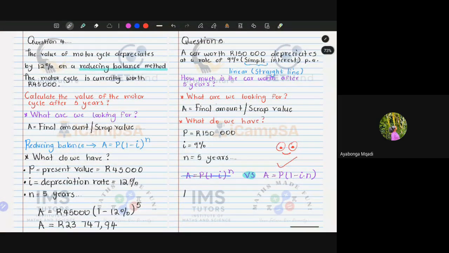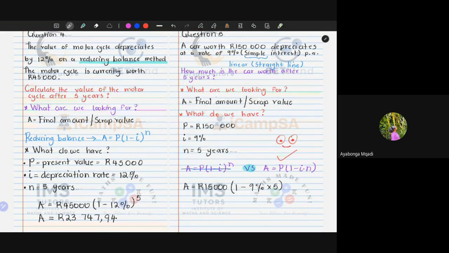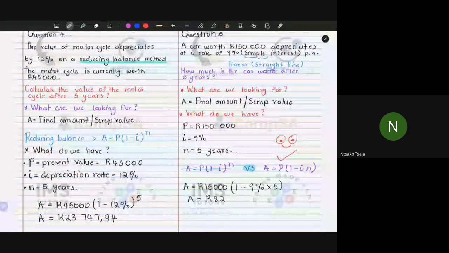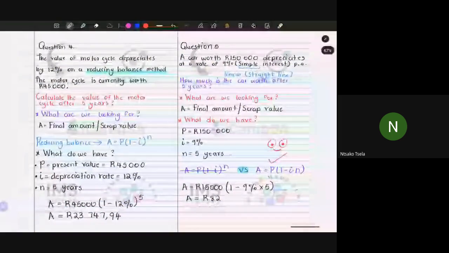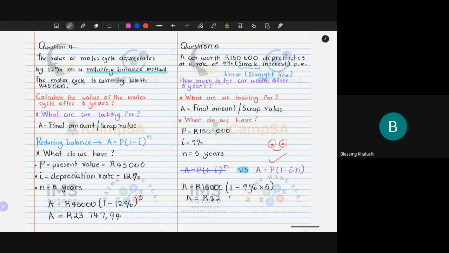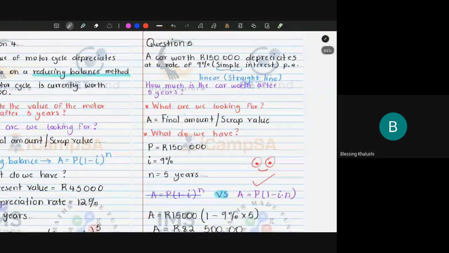Anyway, let's quickly sort this one out. So we're looking for A. So we are going to have A equals 150,000. So you should be putting in your calculator minus 9% multiplied by 5. What are we getting, guys? 82,500. Yeah, 82,500. Awesome.